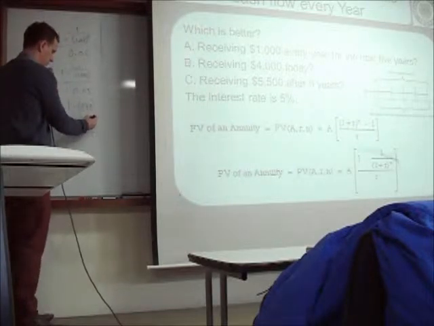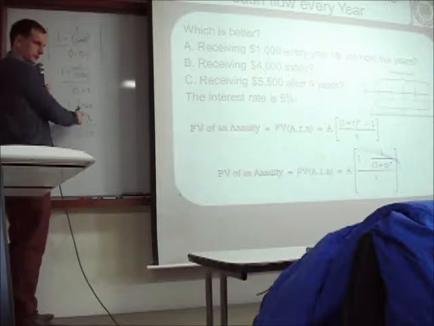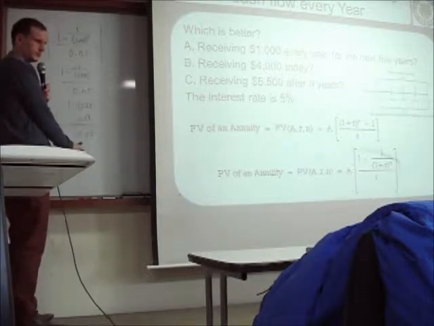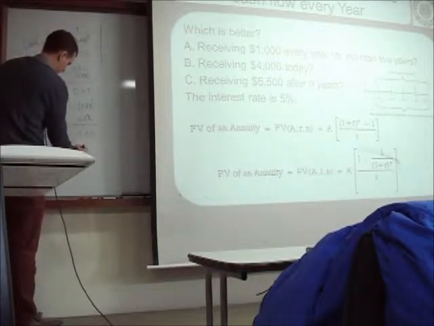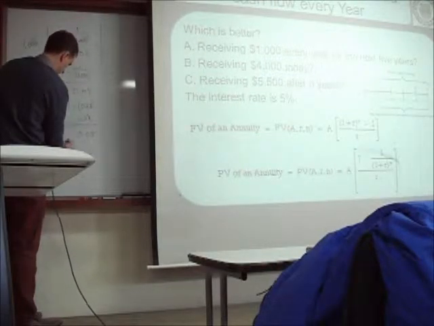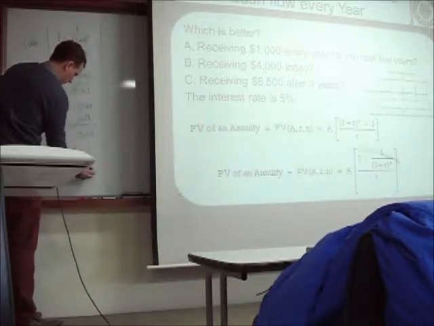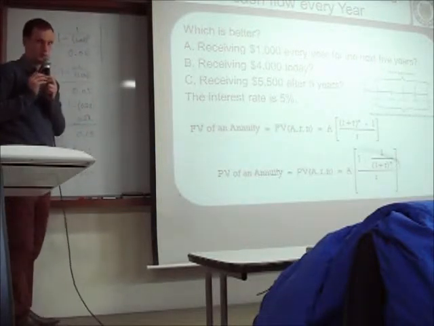0.22 over... Yes, so what's next? What's this? 4.4. 4.4 multiplied by 1,000. What's the answer? 4,400. Okay, can everybody see that?